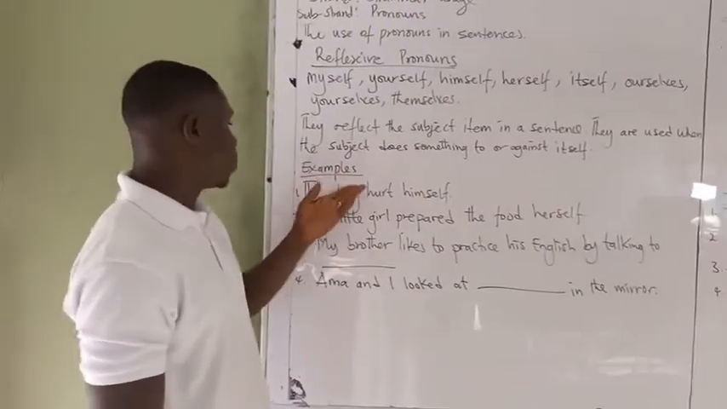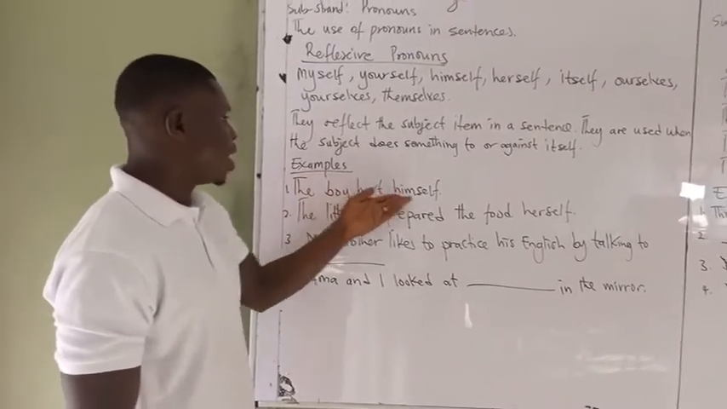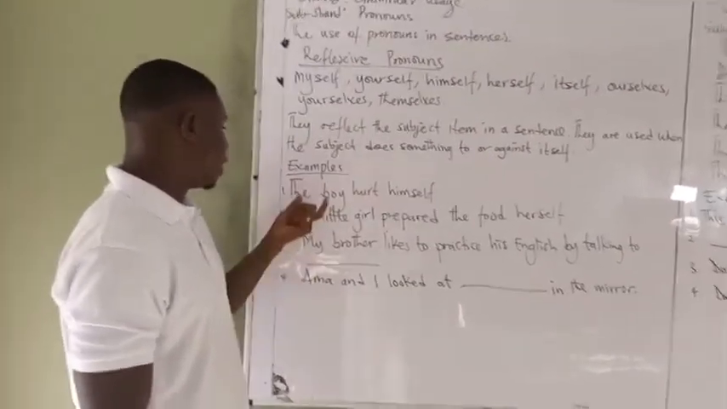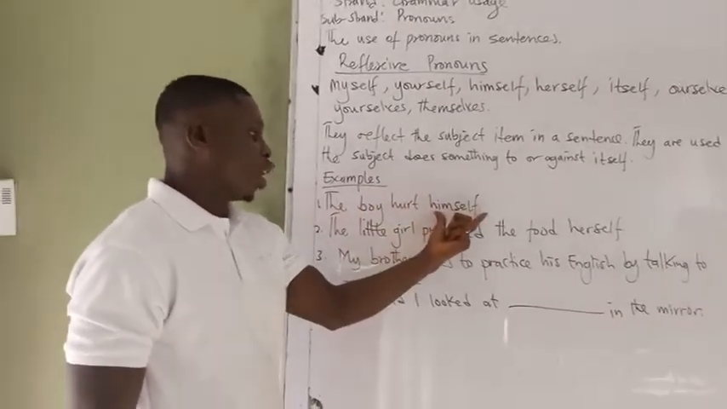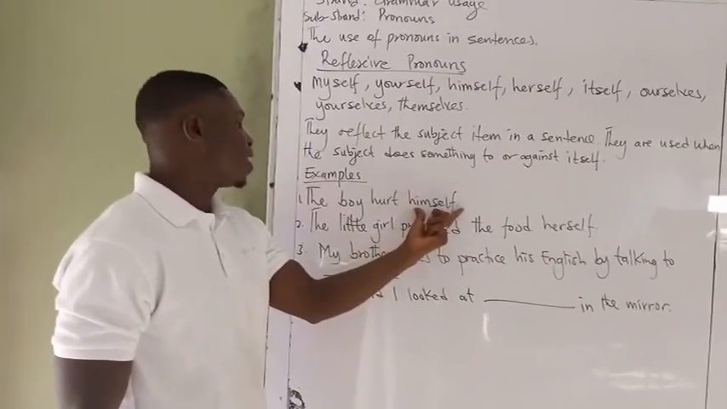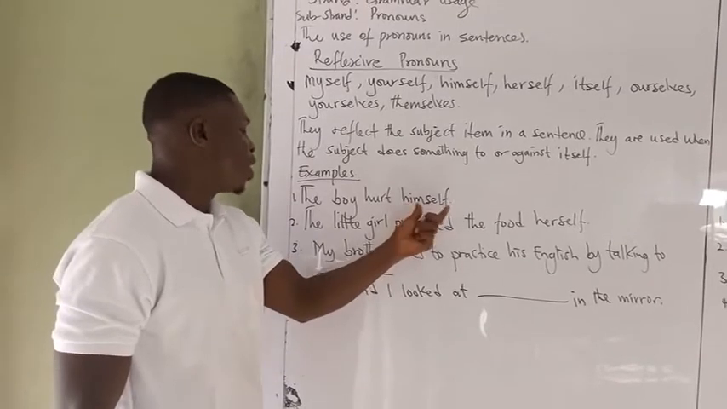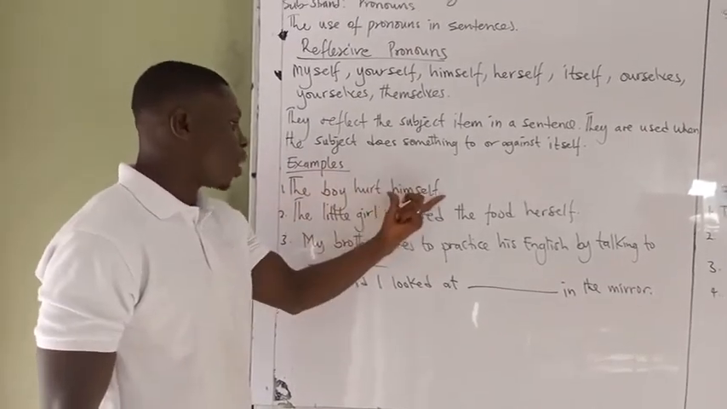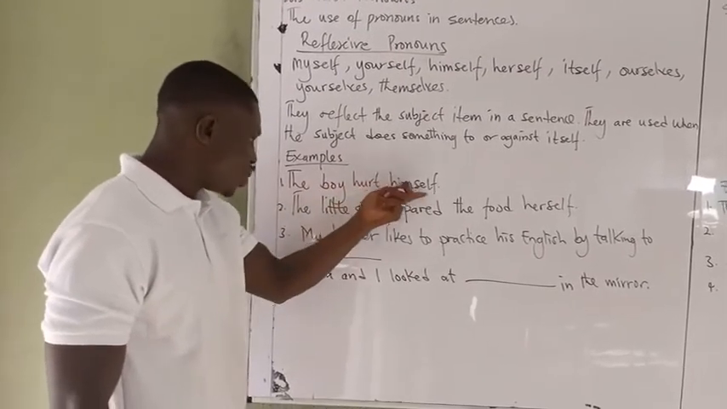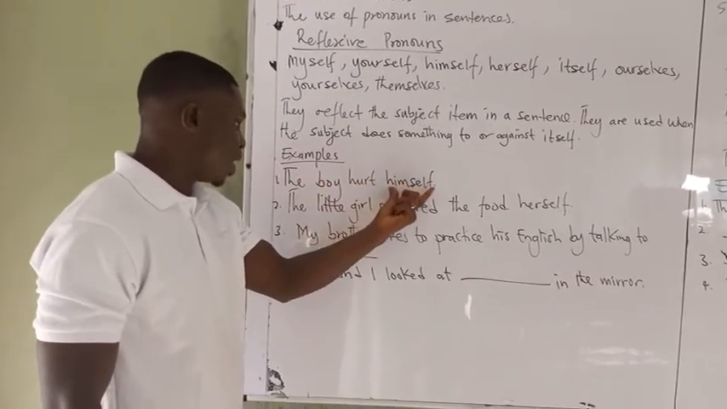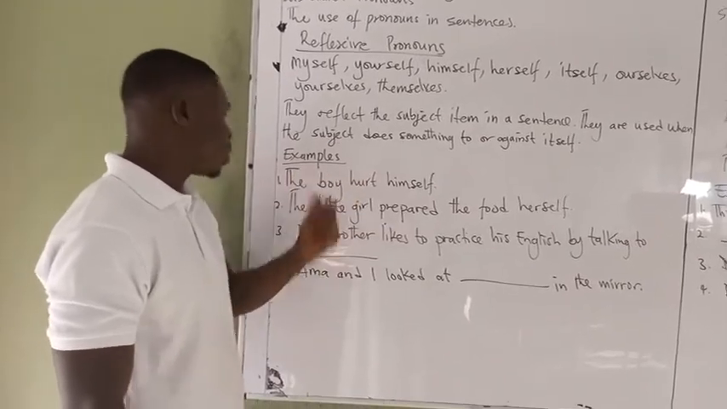If you look at this first example, the boy hurt himself. So you see that here, the boy is the subject. The boy is going to be treated as the object. So to prevent repetition, then we use a reflexive because it's the same word that we're going to talk about in the object. So the boy hurt himself. So it shows that the hurting was done by the subject.